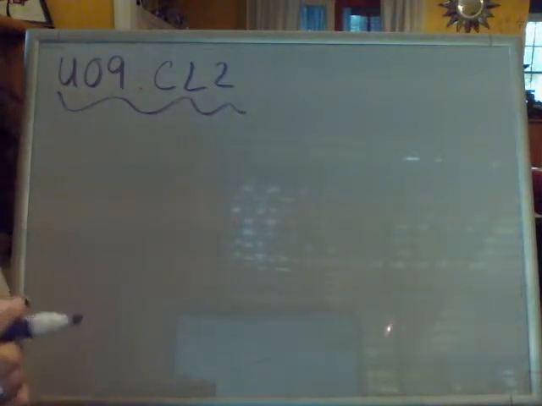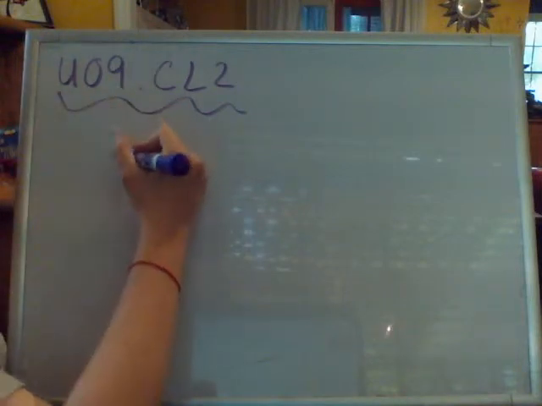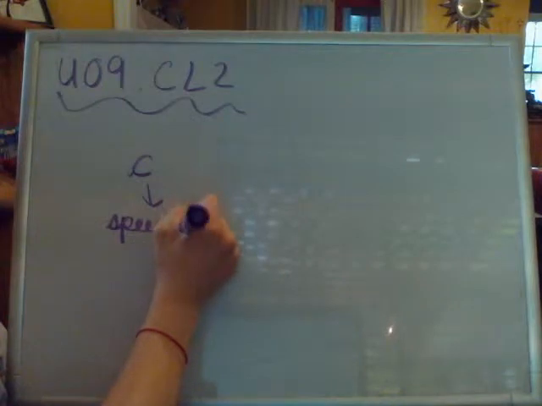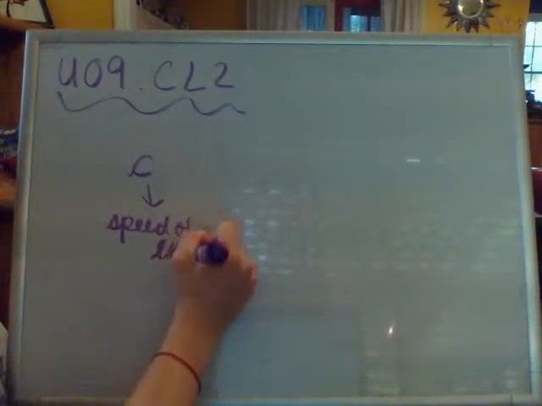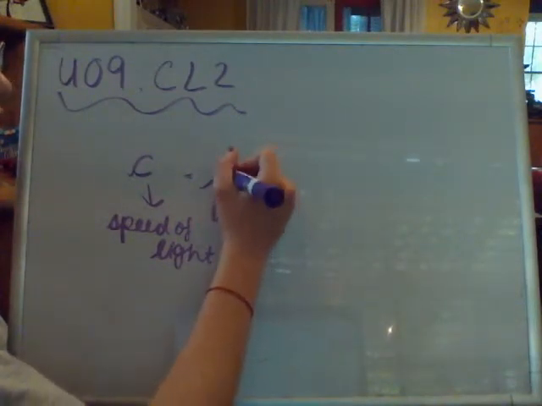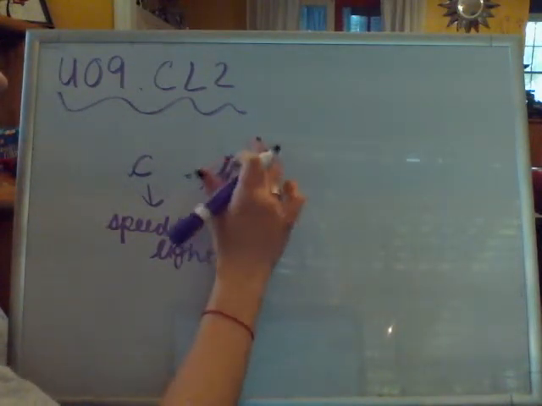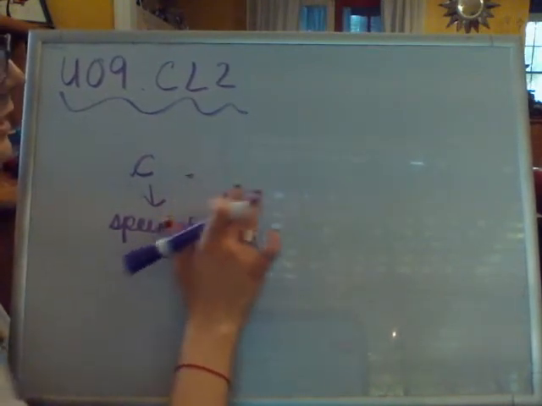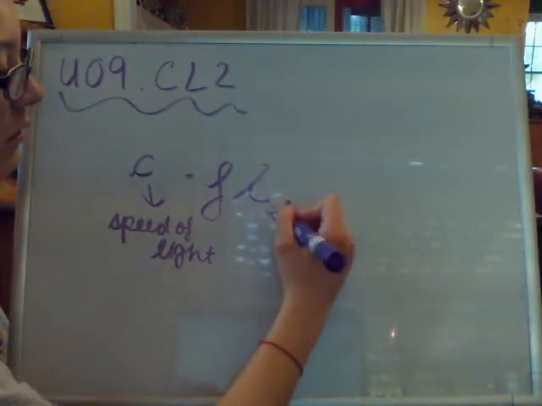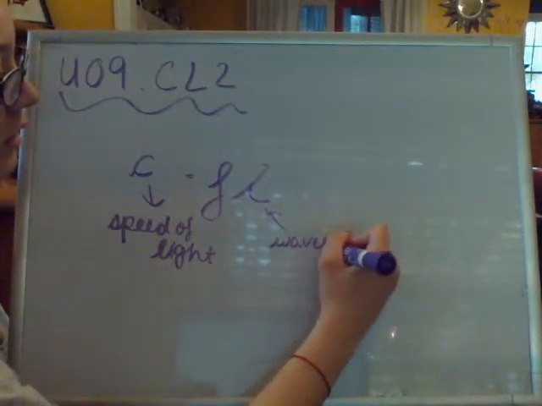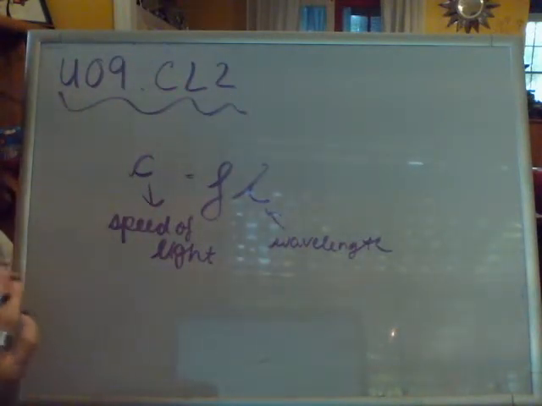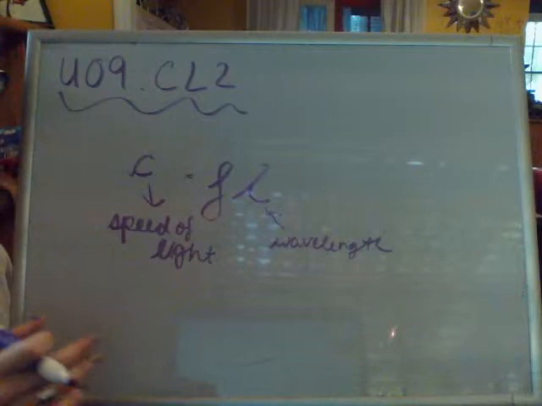So the equation that we're going to use is the wave speed equation, which is the speed of light, c, is equal to the frequency, f, times lambda, which is going to be our wavelength. For those of you who forgot what lambda is. So that's going to be our basic equation that we're going to use for figuring out electromagnetic radiation.